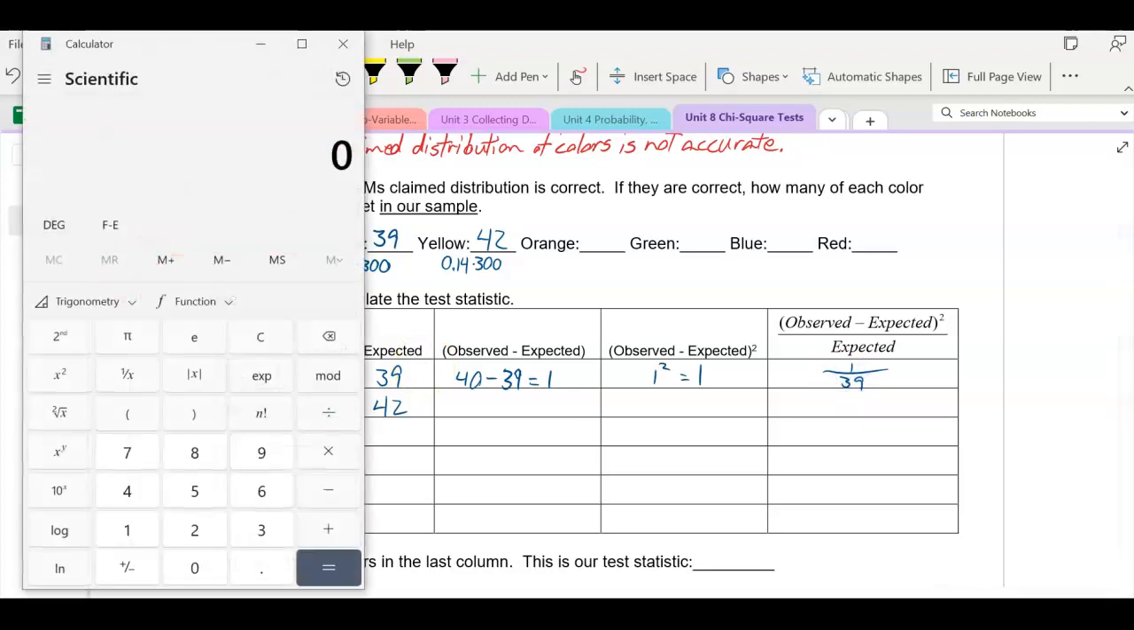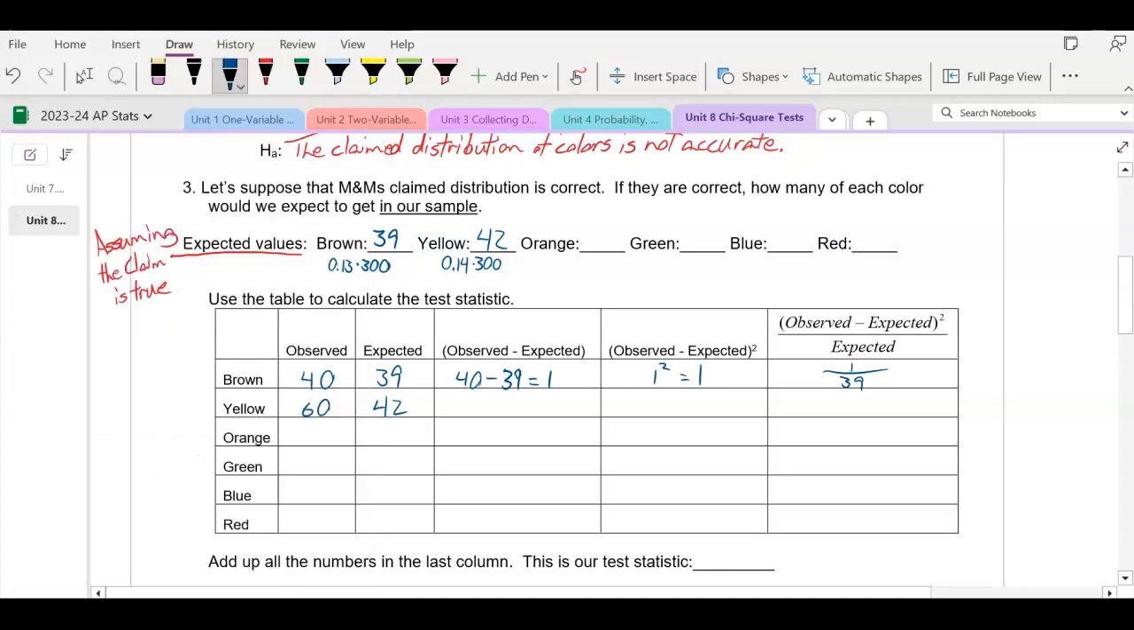1 out of 39 is about 0.0256. I wouldn't round too much, because we need to add all these up. That's what that sigma said, was to add all these up once we've calculated. So I'm going to keep that as 0.0256. So now I have part of it. I do the same thing for yellow.